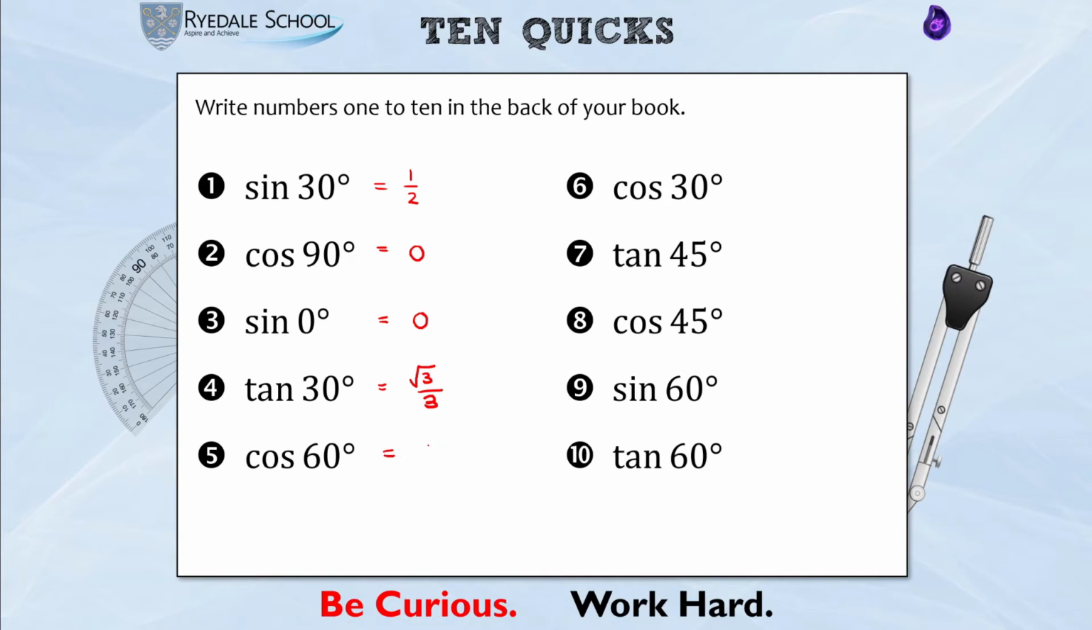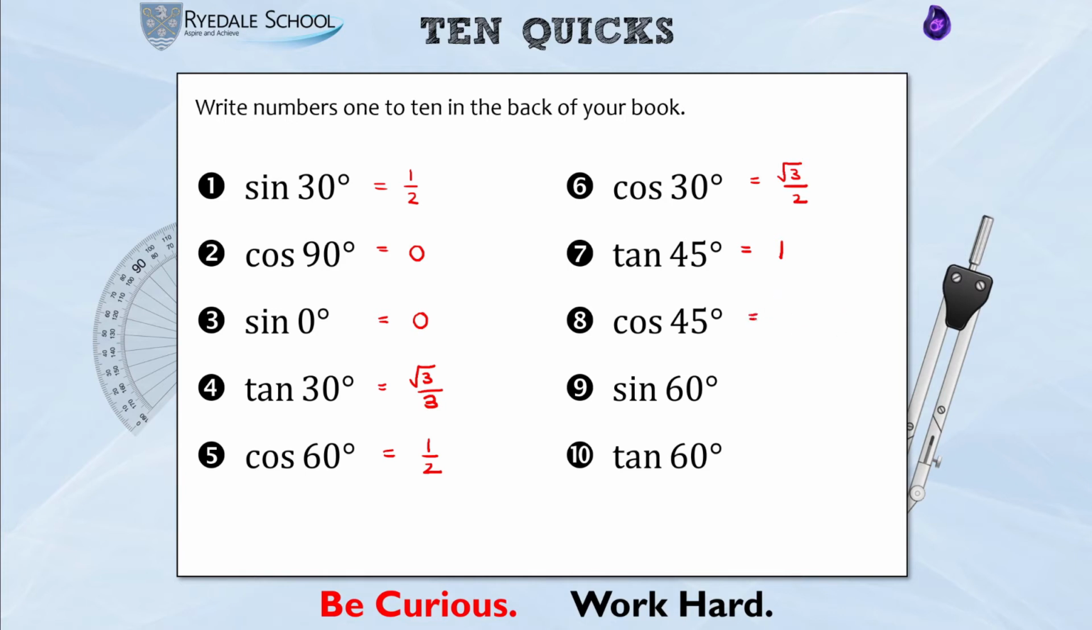Cos 60 is the same as sine 30, that one's a half. Cos 30 must be the root 3 over 2. Tan 45, again another one that I just sometimes struggle to remember exactly what it is, but that one is 1. I'm picturing that isosceles right angled triangle.